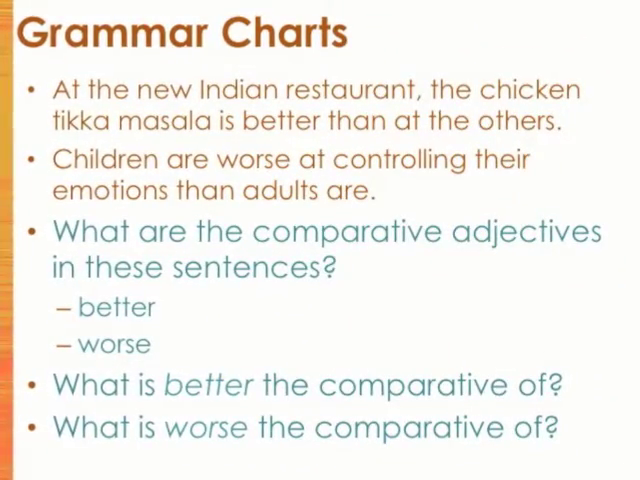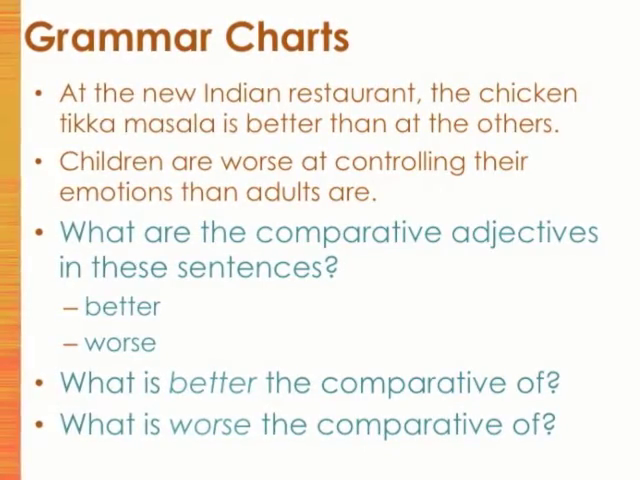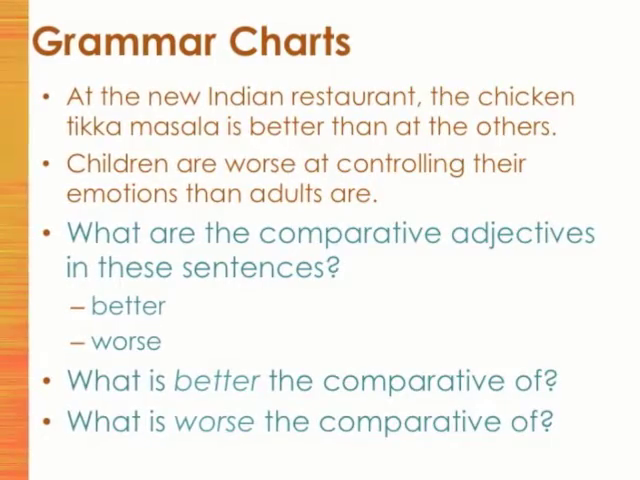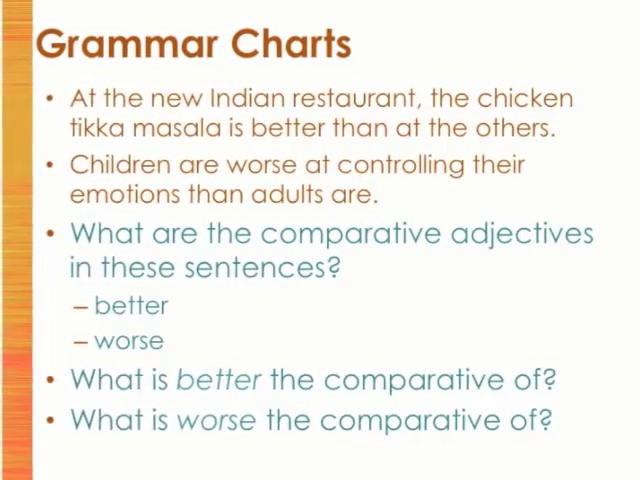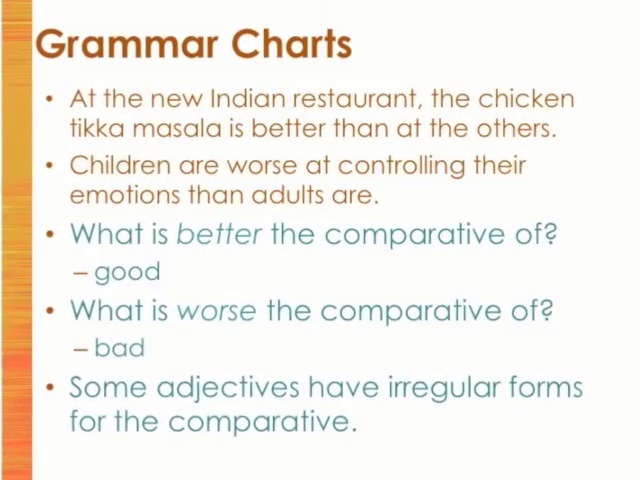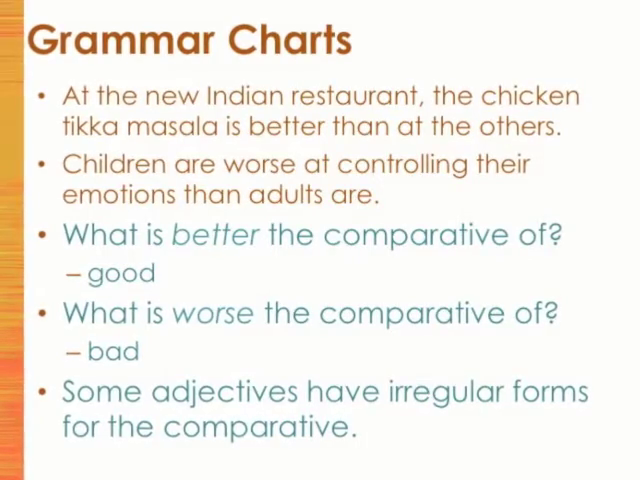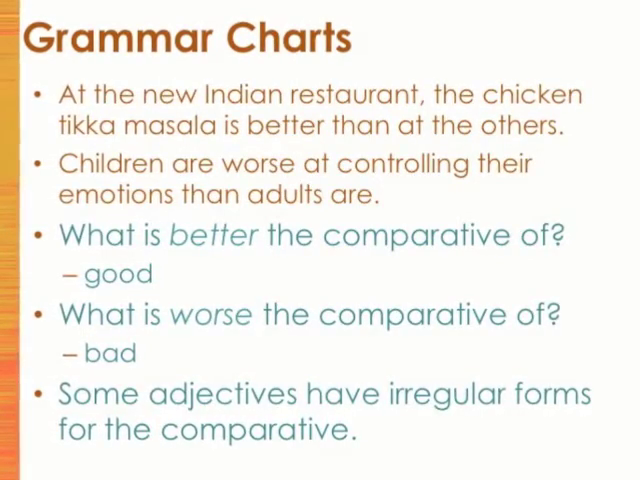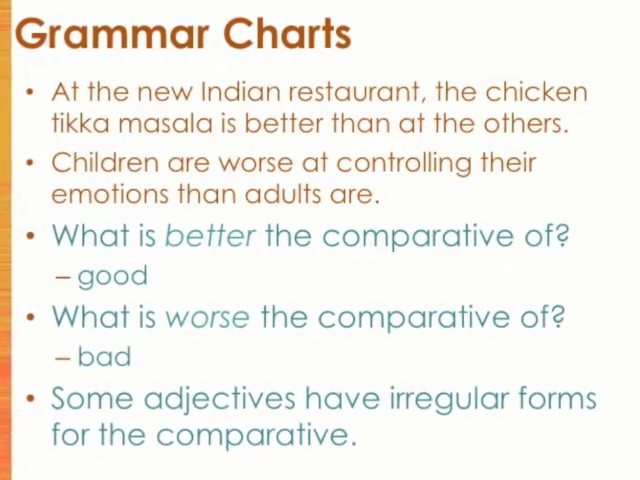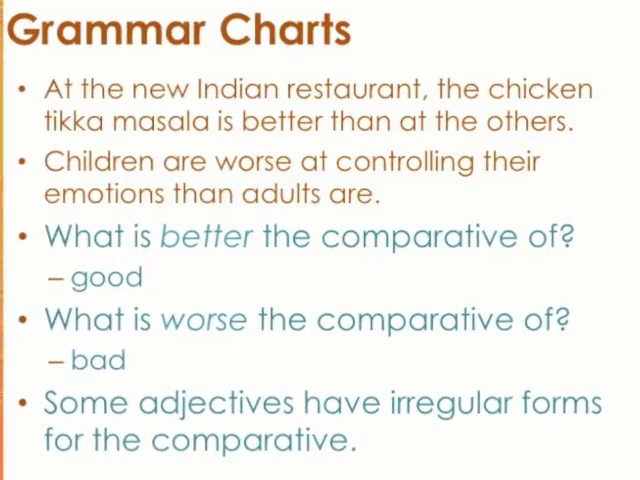If you chose better and worse, you got it perfectly correct. So let's look at these words. What is better the comparative of, and what is worse the comparative of? Better is the comparative form of good. Worse is the comparative form of bad. So some adjectives are really tricky and they have irregular forms for the comparative. On the next slide, we have a chart of these.